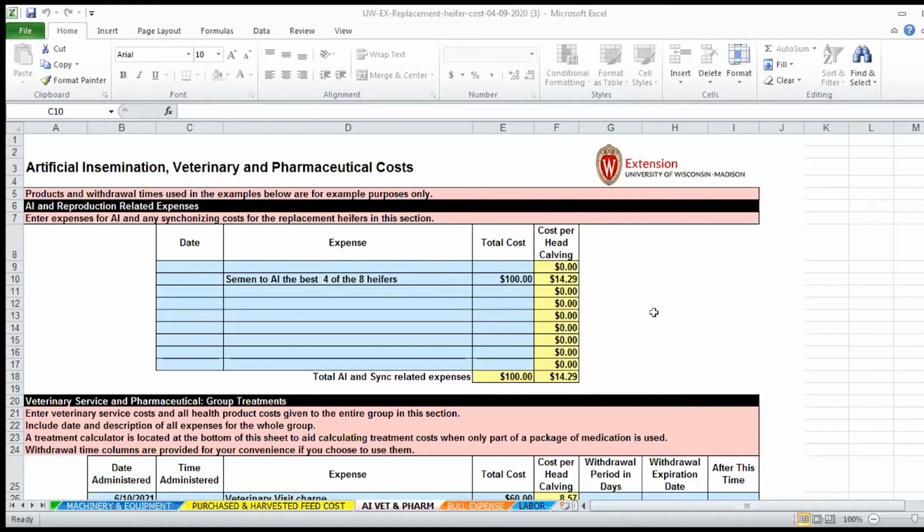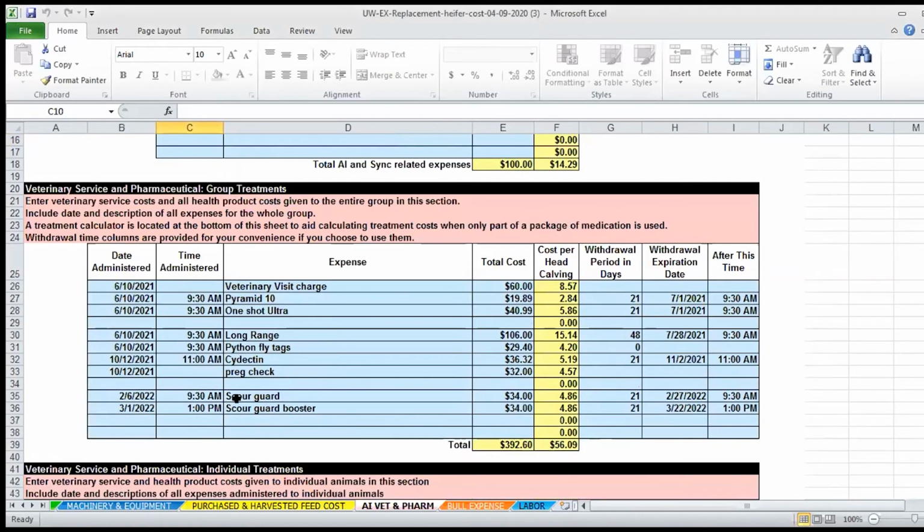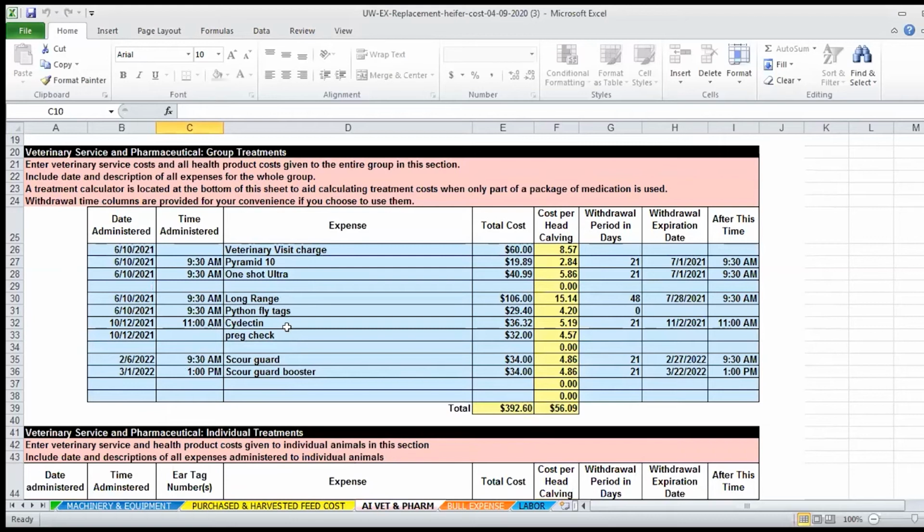The pharmaceutical section for both group treatments and individual treatments is much the same as the AI section, where you can plug in the date, the time administered, product used or service provided, and the total cost.